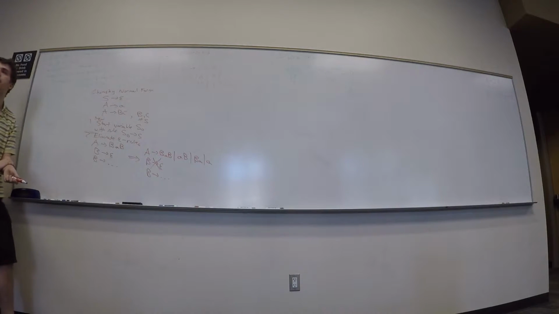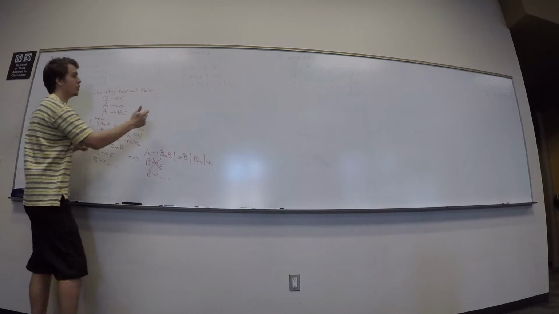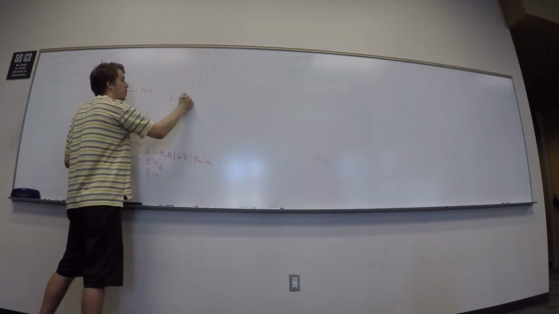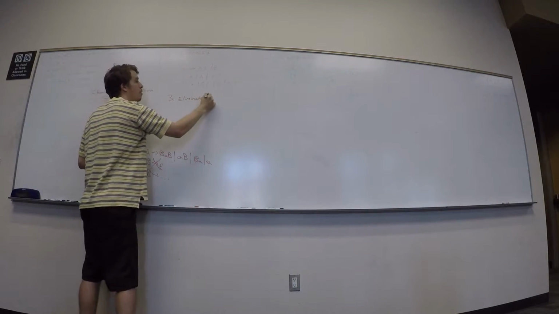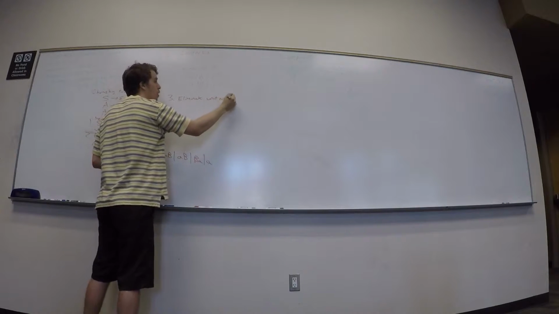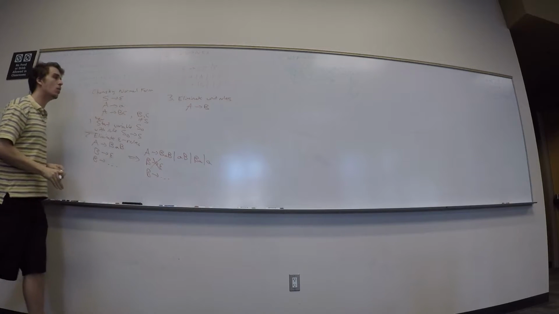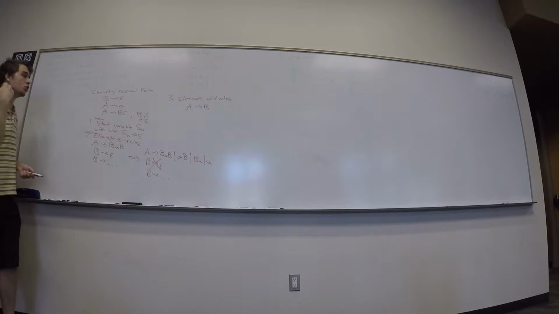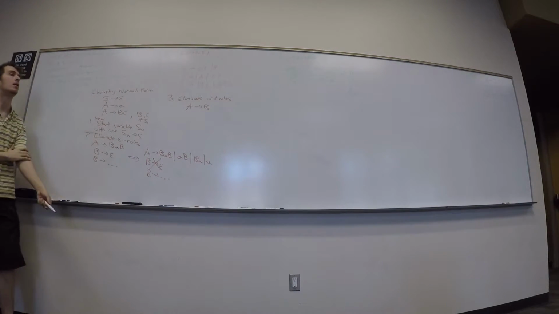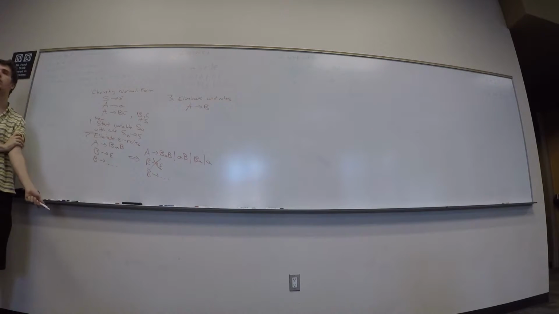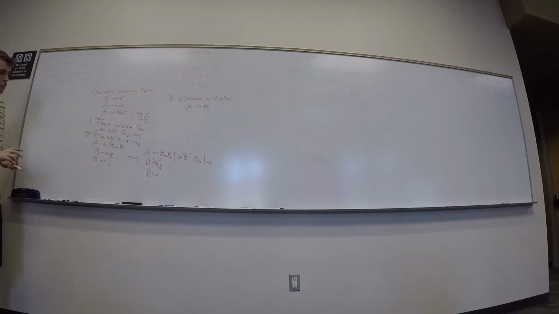What's the third step? You have to eliminate the unit rules. What's a unit rule? A goes to B. So a unit rule is where A goes to a single B, or essentially a single variable on the right-hand side. Well, how do I eliminate unit rules? Is it kind of similar to eliminating the epsilon rules? Actually, there's an easier way you could do this.